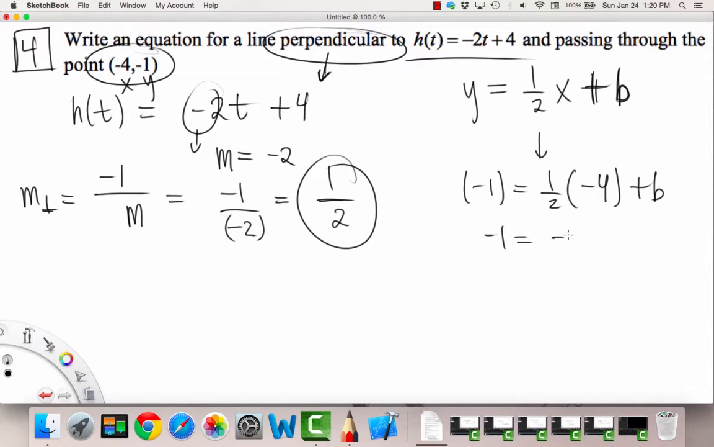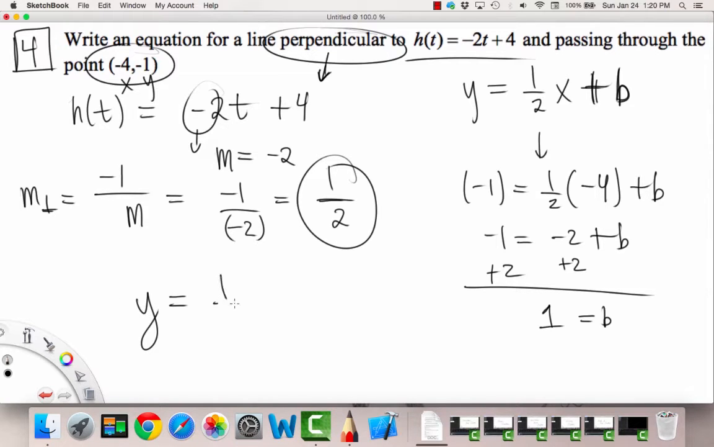So negative 1 is equal to negative 2 plus b. If we add 2 to both sides, we get that b is equal to a positive 1. Okay, so we'll just fill that in, and we'll be done. So y is equal to 1/2 x plus 1, and that's pretty much all.